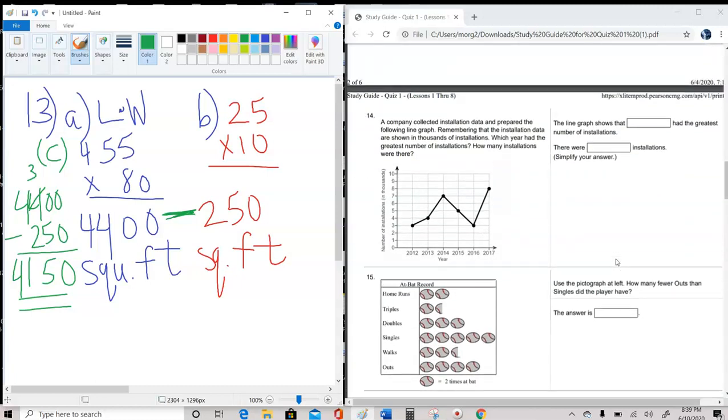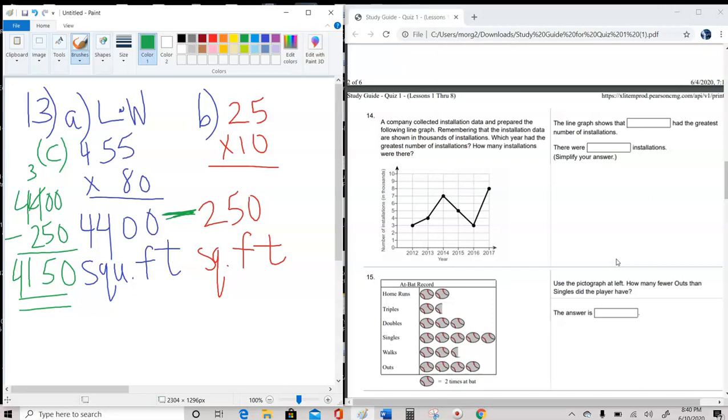Number 14, you're given a line graph with some information regarding installation data. And you want to find, first question, which year had the greatest number of installations? And second question, how many installations were there? So the highest point on your line graph happens in the year 2017. So the line graph shows that 2017 had the greatest number of installations.